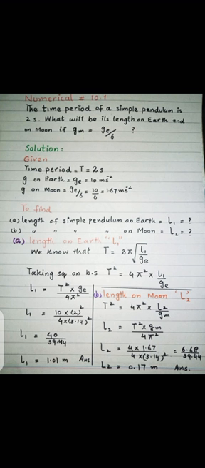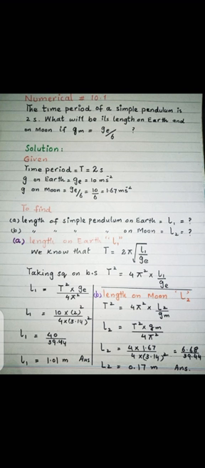Okay. Now what we have to find out? Number 1, length of the simple pendulum on earth, L1, and number 2, length of the simple pendulum on moon, L2. So these 2 things we have to find out. Okay girls, come to the solution. First of all, we find out the length on earth, L1.